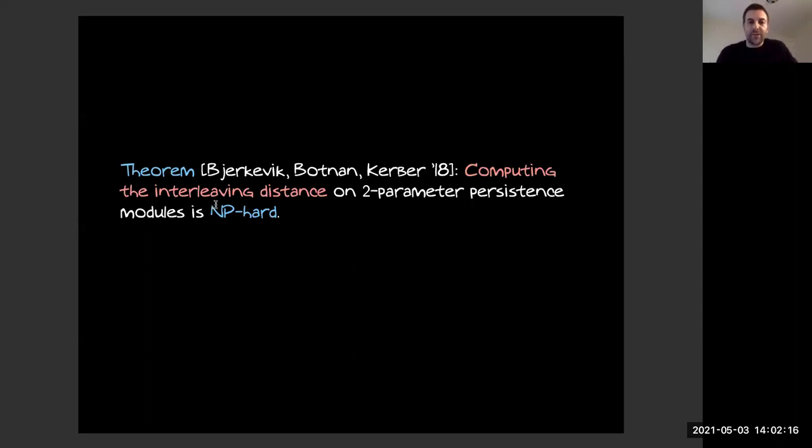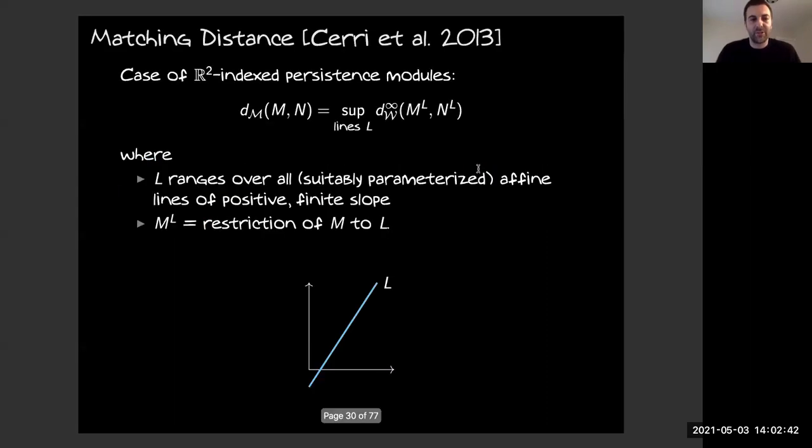So let's talk about computation for a second. Turns out that computing the interleaving distance on two parameter persistence modules is NP hard. This is a nice result of Havard and also of Magnus Bottleneck and Michael Kerber from a couple of years ago. And so we would really like to be able to do computations with the interleaving distance, but as far as we know, that's going to be hard, at least for big modules. This is what's expected based on that result. So that motivates us to consider some kind of more computational surrogate for the interleaving distance. And the one that has emerged as the favorite in the last few years is what's called the matching distance.